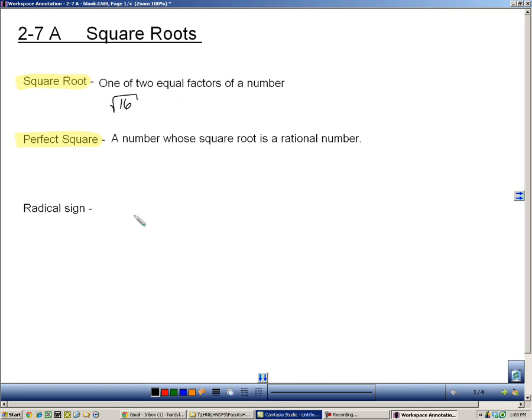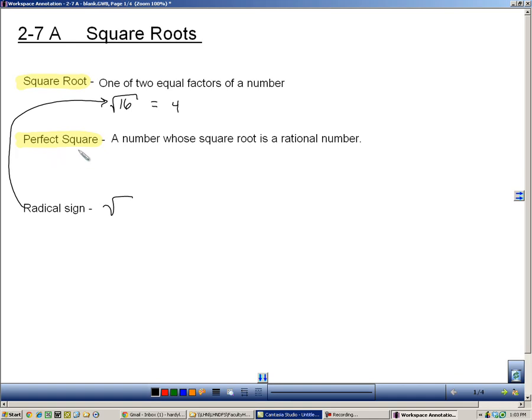And what we use is this little symbol. It's called a radical sign. And we say the square root of 16 is the number 4 because 4 times itself, it's an equal factor. 4 times itself is 16. So this is what a square root is. 4 is the square root of 16. And we use this little symbol called a radical sign. So I guess I can go down and put that there.